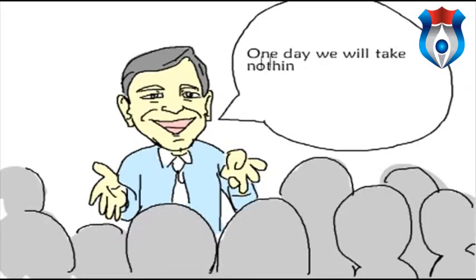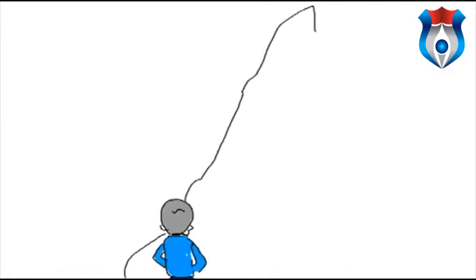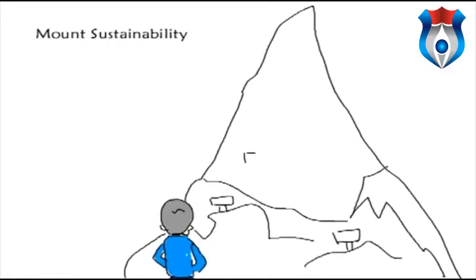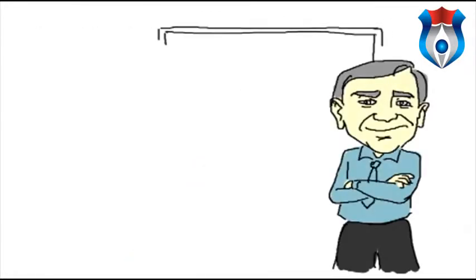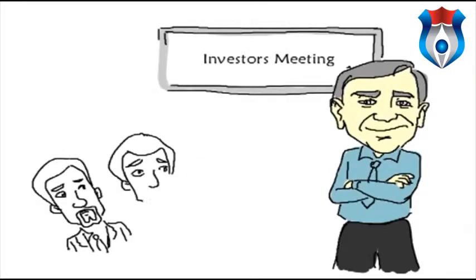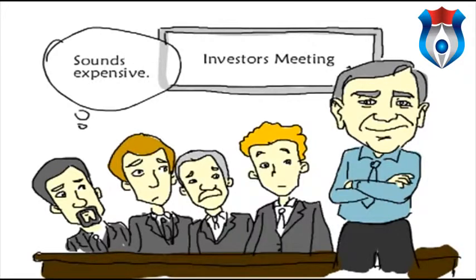The company's goal was that one day they would take nothing from the earth that the earth could not naturally and rapidly renew and do no harm to the biosphere. Knowing it would be a long journey, they called it Climbing Mount Sustainability and aimed to reach the top by 2020. Without hard data to prove that investments in sustainability would ever pay off, Interface's investors didn't jump at the opportunity, but Interface was willing to take a leap of faith.